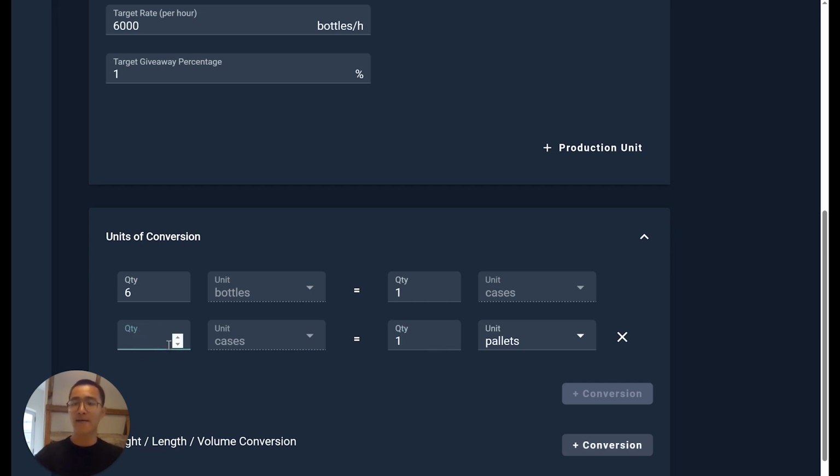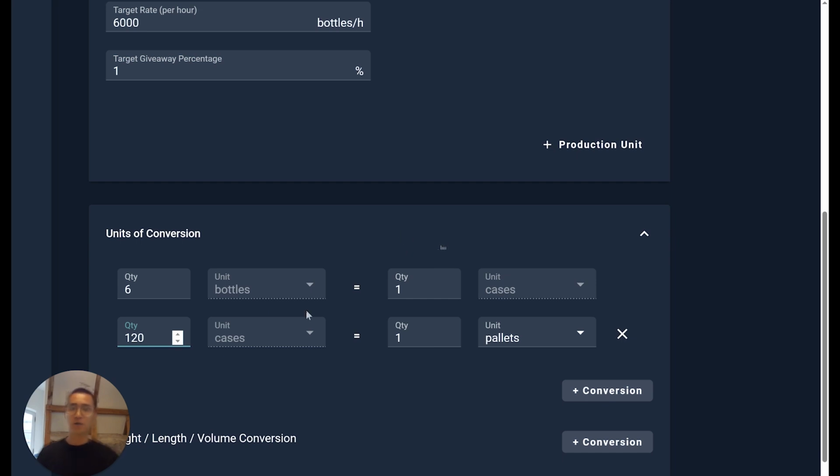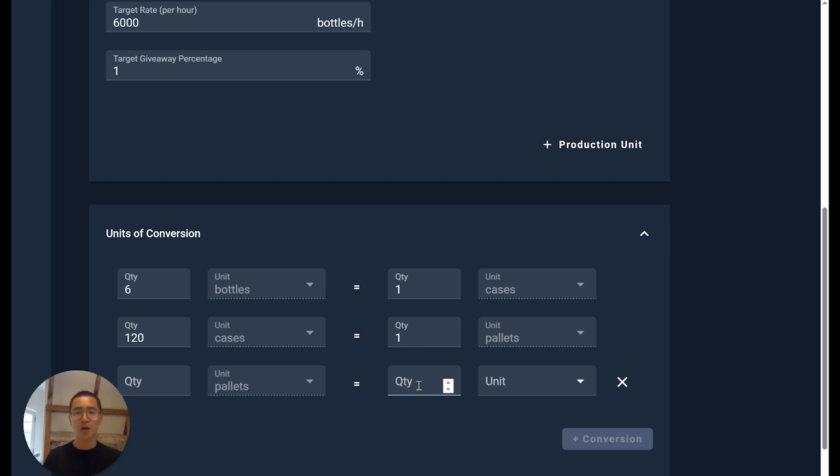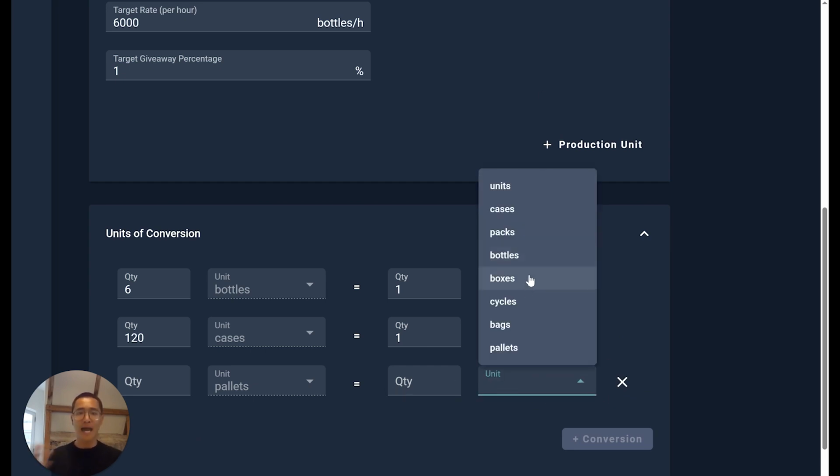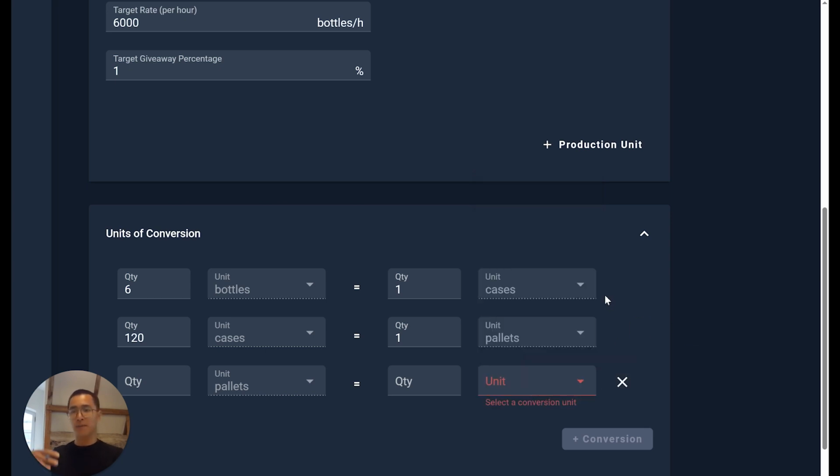An example here, I want to use 120 cases for one pallet, and not the opposite where I would have had some decimals there. My conversion ratio from bottles to cases is done, from cases to pallets is done. If you had any other conversion unit, you could go in here and put that back in there if you want to. We always recommend you go from the smallest entity to the biggest one. So if I had some boxes in the middle between my bottles and cases, I would recommend doing that. In our situation, we're going to go from bottles to cases and then cases to pallets. So I'm going to remove this last one.